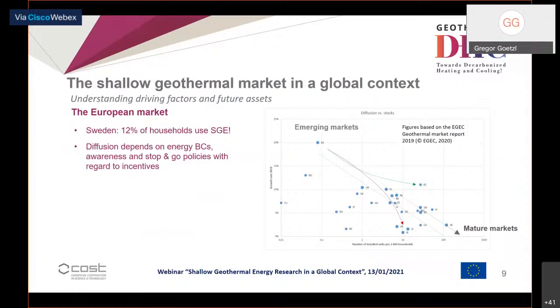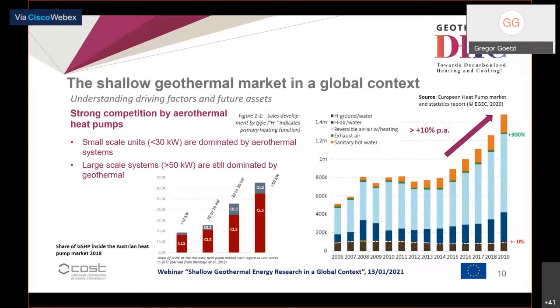That means for a period of time, policymakers support with incentives the installation of shallow geothermal energy use, and then they reduce this support, people switch, of course, to the best known and lowest investment cost related technology source. And so that's why also awareness plays a big role in how the geothermal energy market develops. If you compare it with aerothermal systems, there is a strong competition, as most of you may know.